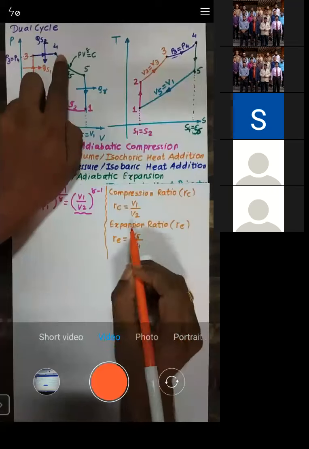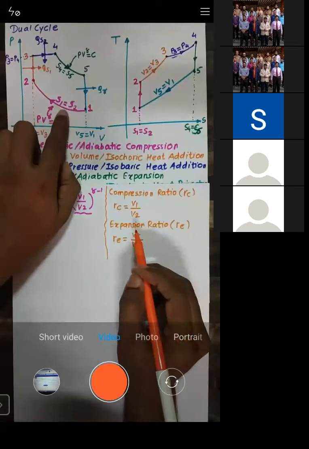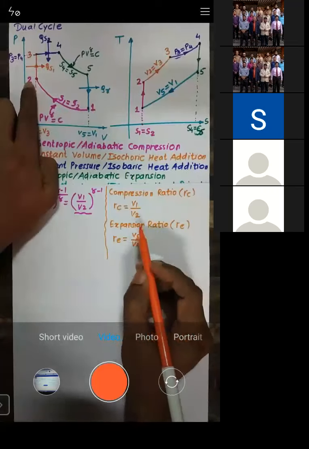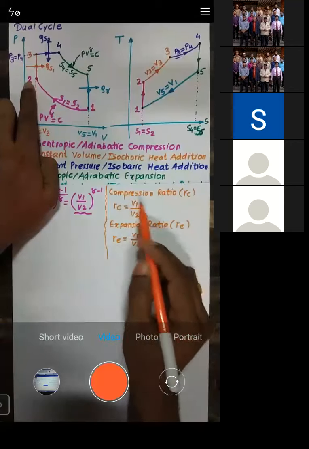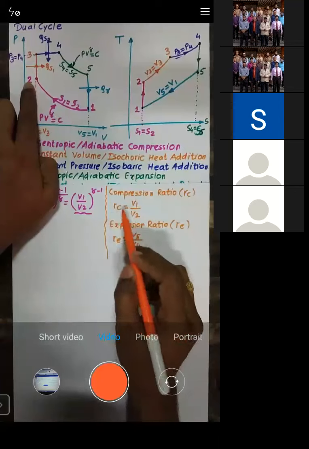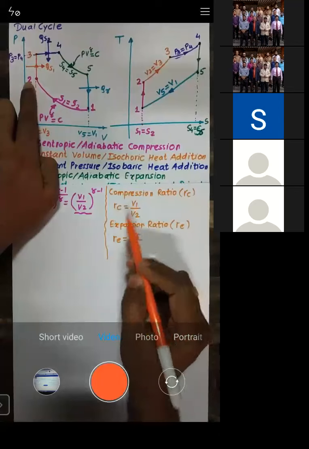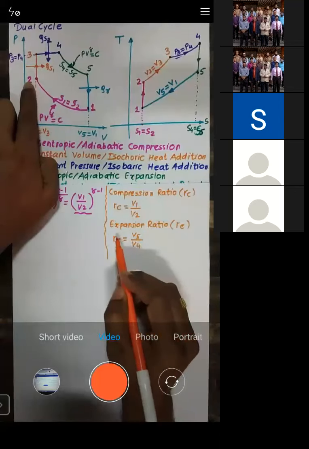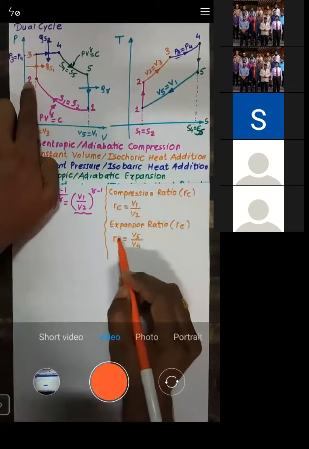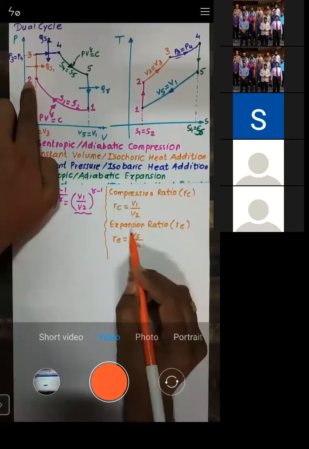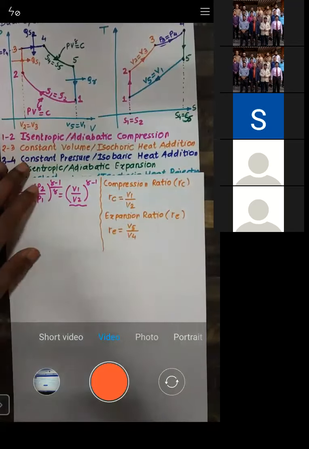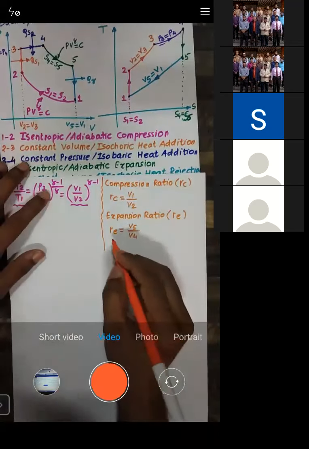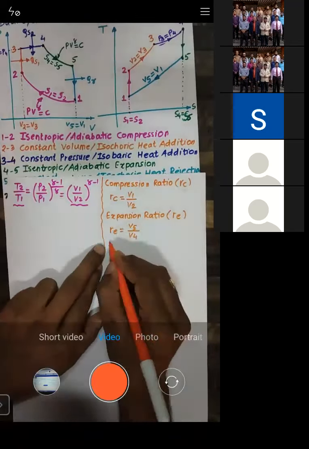But for compression, you need to take before to after. For the compression ratio we take the initial term as the before term. Compression ratio is the ratio of volume before the compression to the volume after the compression. And expansion ratio is the ratio of volume after the expansion to the volume before the expansion. That is called the expansion ratio. Now there is one more ratio here, called the cutoff ratio.